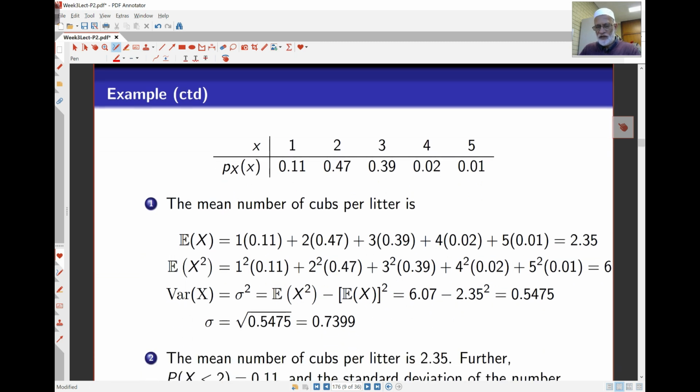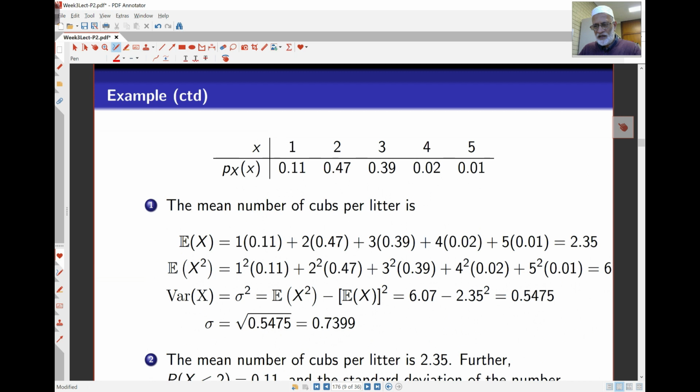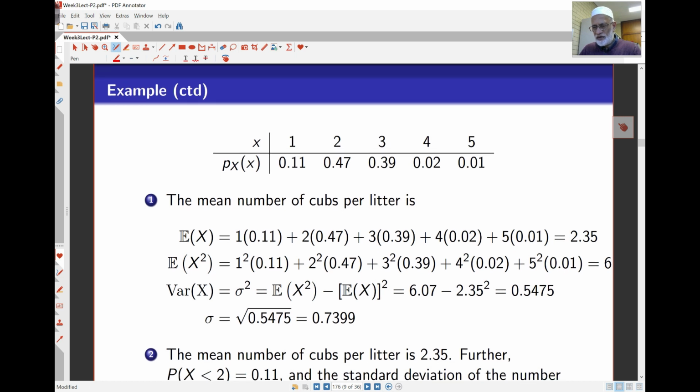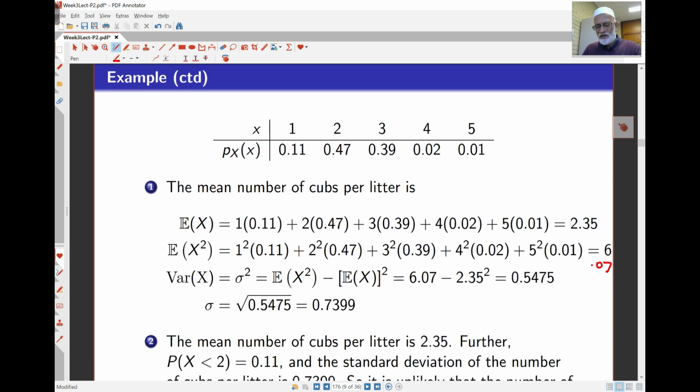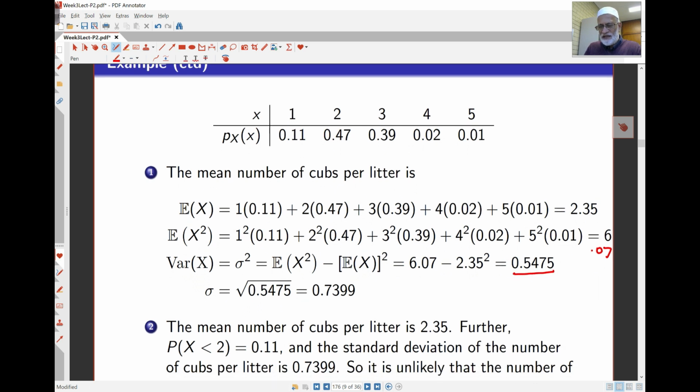Alright, so the mean number of cubs per litter, the calculation is 1 times 0.11, 2 times 0.47, and so on, and that comes to 2.35, and E of X squared here works out to be 6.07. And so the variance is worked out as usual, so it's E of X squared minus the mean squared, so it's 6.07 minus 2.35 squared, and that comes to 0.5478, and the standard deviation is 0.7399.